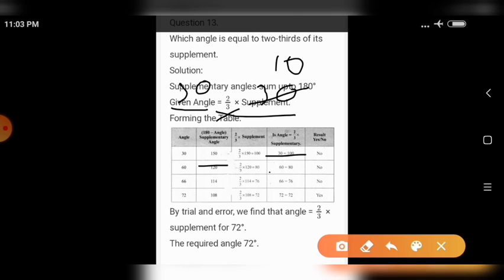From here, 120 divided by 3 is 40, and 2 into 40 is 80, not 60, no. And then 66: 180 minus 66 we get 114. Then divided by 3 gives 38, and 38 into 2 is 76, it's a no. And then 72: 180 minus 72 is 108. Divided by 3 gives 36, and 2 into 36 is 72, equal to 72. The required angle is 72 degrees.